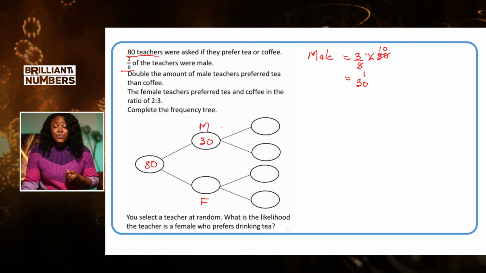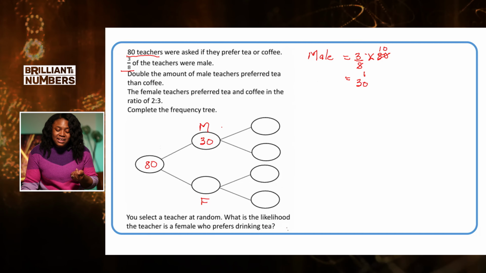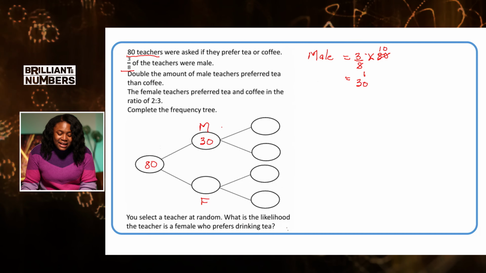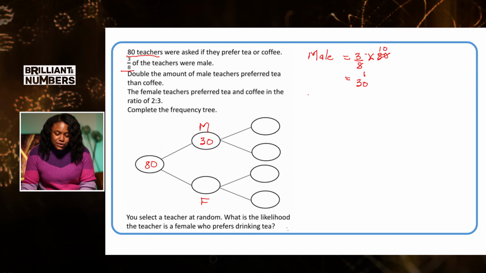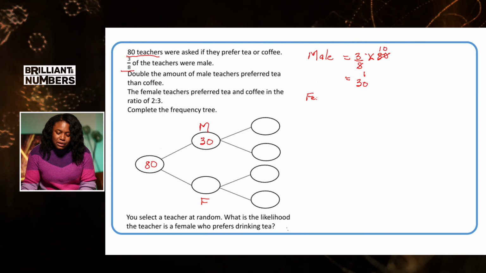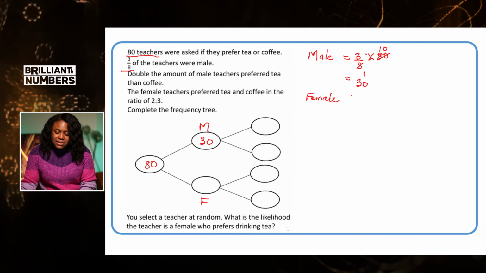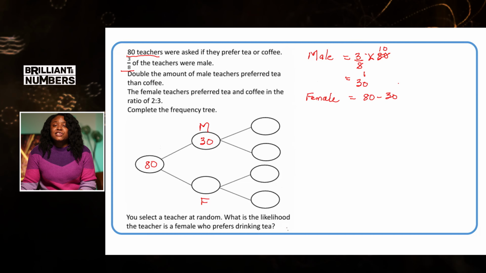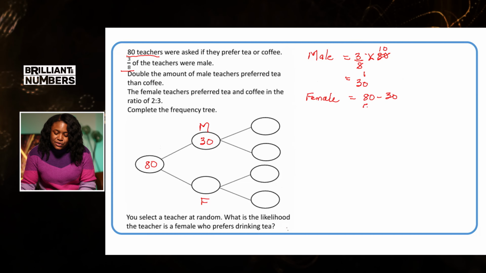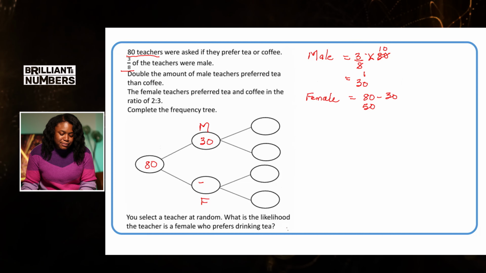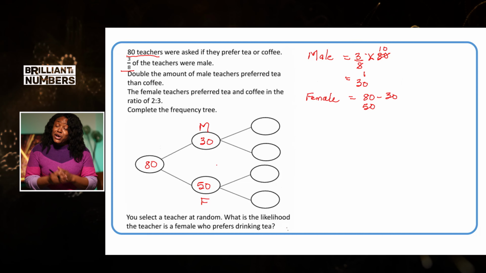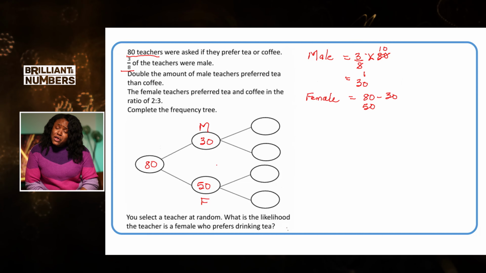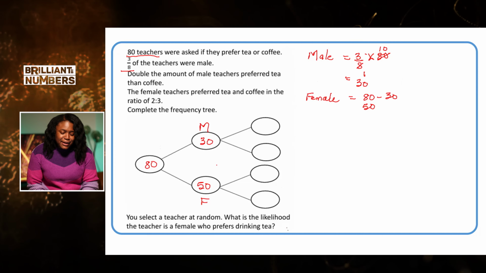Now we know the total is 80, and if we know male is 30, we can also go ahead and fill in the female. So let's go. Females would be equal to 80 take away 30, and that gets us to 50. So we're just going to write that in on the diagram. So you can see here we are closing in our gaps. Now we go to another bit of the information here.